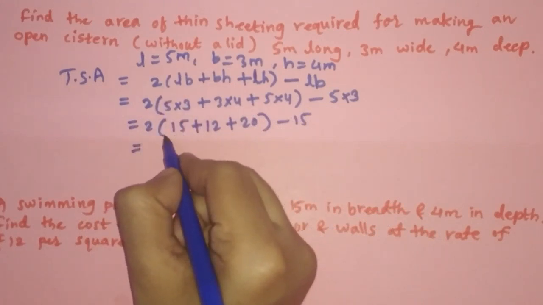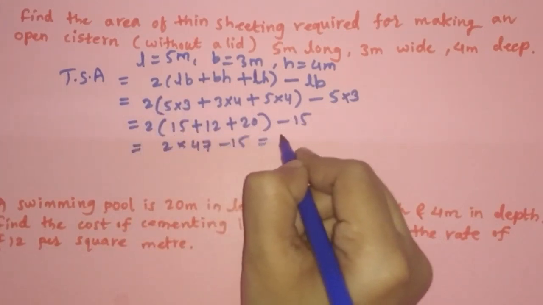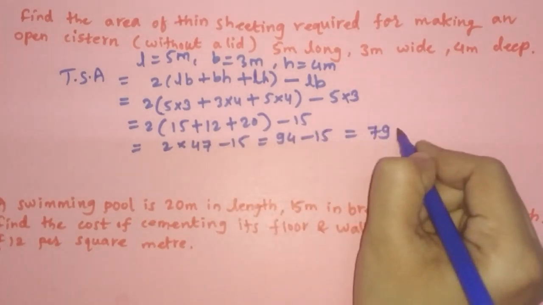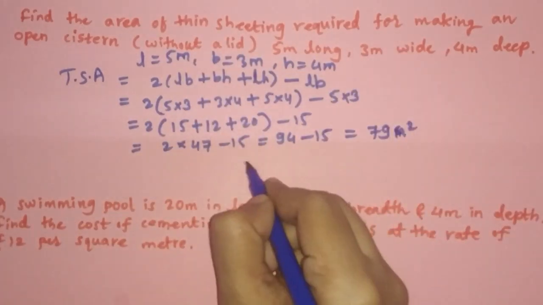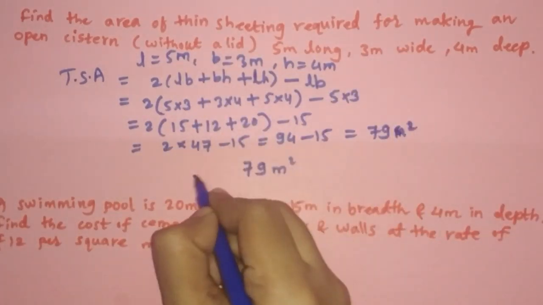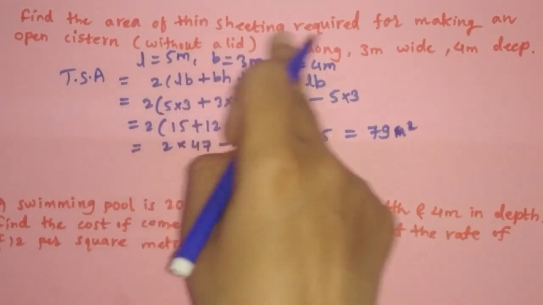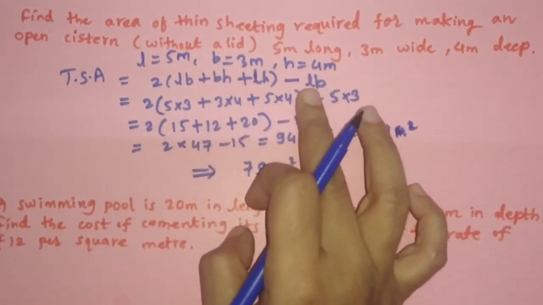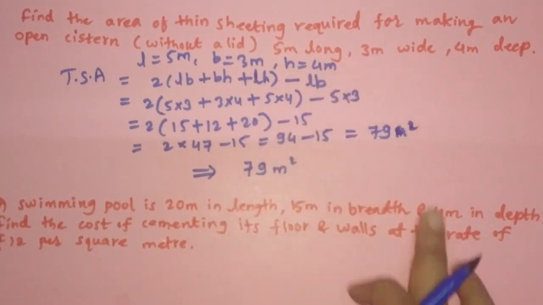So it is all going to be 2 into 47 minus 15. So we'll get 94 minus 15, which is nothing but 79. These are all in meters, so it will give 79 meters square. So that is the area of thin sheeting required for making an open cistern which does not have a lid. That's why we have taken minus LB. LB is for this open lid.